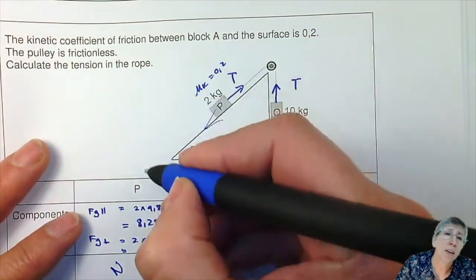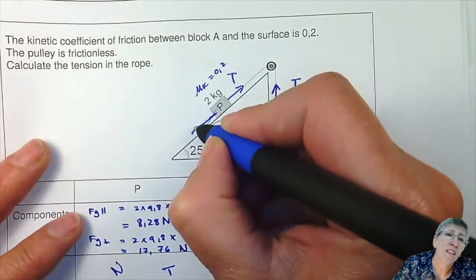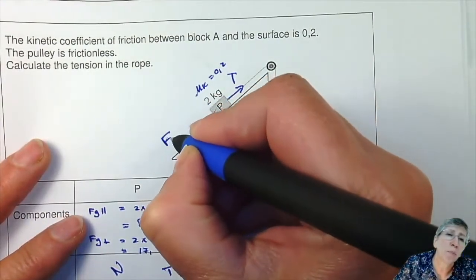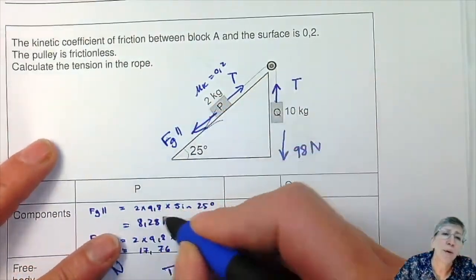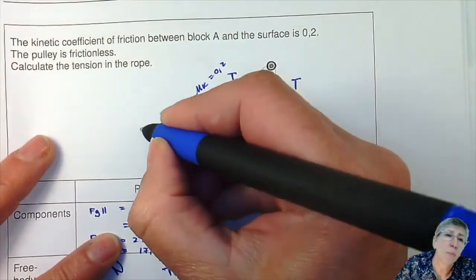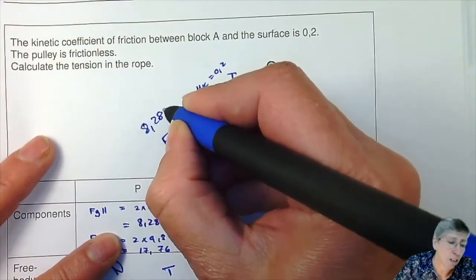Right, what's pulling it in that direction? Well, in that direction it is pulled by the parallel component of that gravity, and that will be 8.28 newtons.